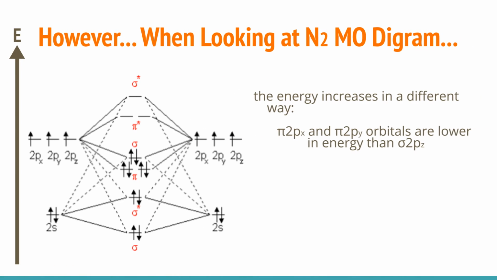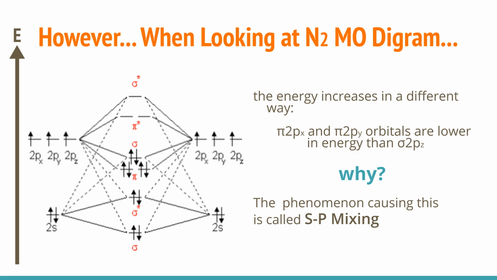If we have a look at the nitrogen molecule, the bonding molecular orbital sigma 2p is higher in energy than the pi 2p bonding orbital, and sigma star 2p is much higher than in oxygen's case. Also, sigma 2s and sigma star 2s are lower in energy. Why? This is called sp mixing.